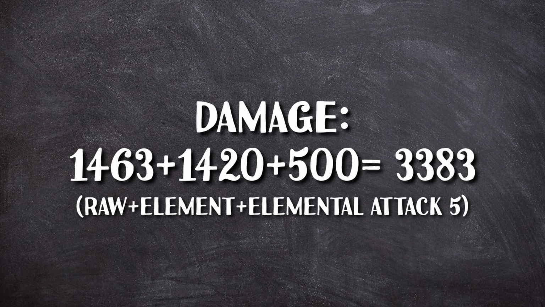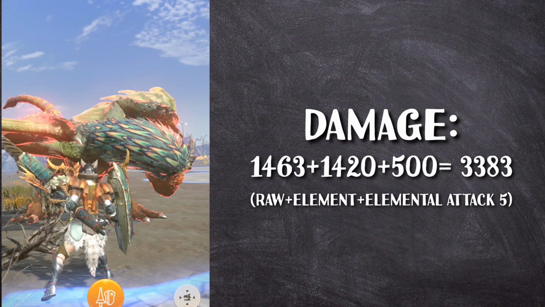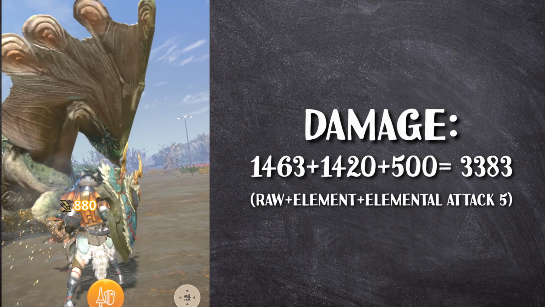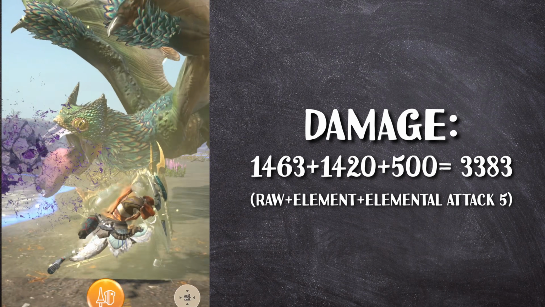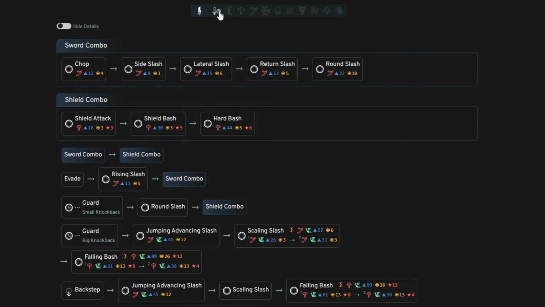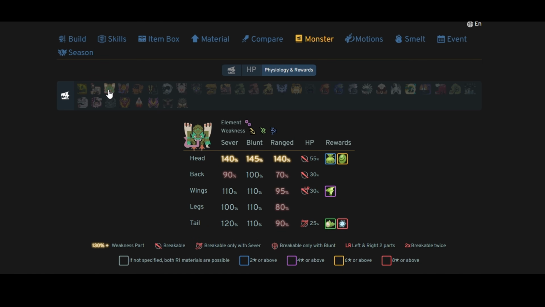Well, now you might be wondering why this damage number is not the number that's appearing on your screen when you're attacking. It's so much less than that. That's because your attacks are also affected by motion values and hit zone values. Thanks to mhn.quest, we can actually see the exact numbers for these values. But what exactly are these numbers supposed to mean?